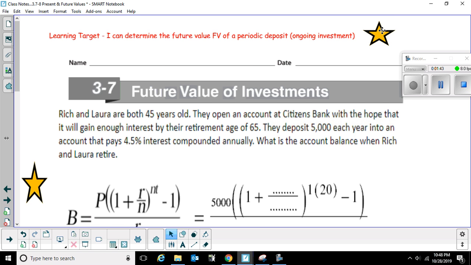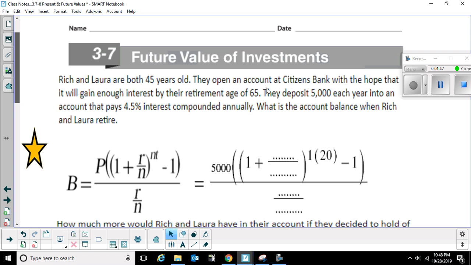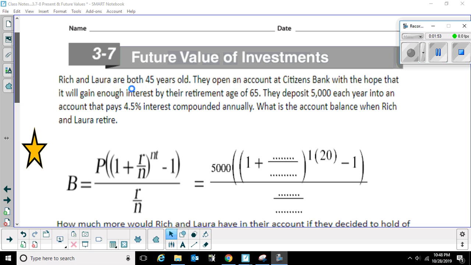We have Rich and Laura. They're 45 years old. They open up an account at Citizens Bank with the hope that they're going to gain enough interest in their retirement age at 65. They deposit $5,000 each year into an account that pays 4.5% interest compounded annually. What is the account balance when Rich and Laura retire?